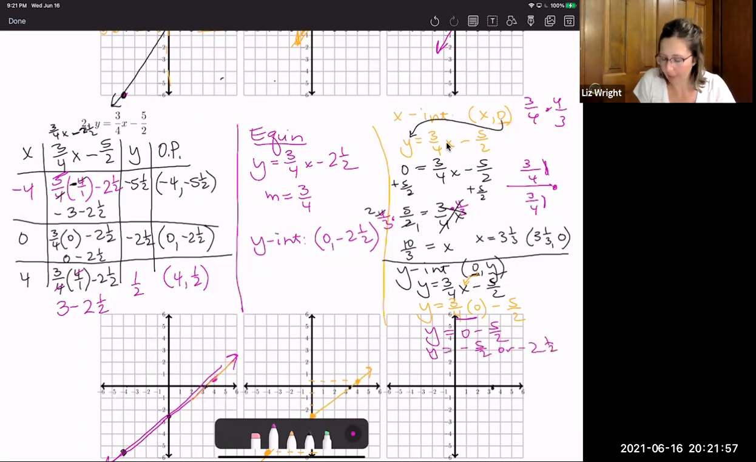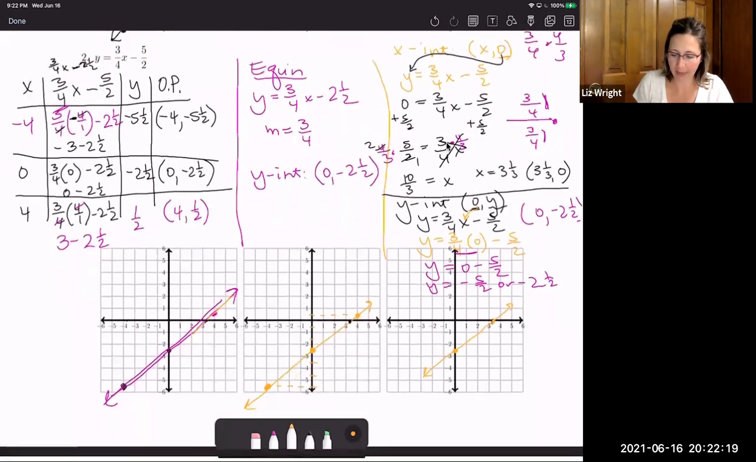So we're going to write that as an ordered pair. We had 0, negative 2 1/2. So one of my points is again here at 3 1/3, 0. My other one's at 0, negative 2 1/2. And I am plotting the line that goes through those 2 points. And then you'd look back and say, okay, does that match these other 2 lines? And yeah, it looks pretty good. So that tells us that we did that part right.